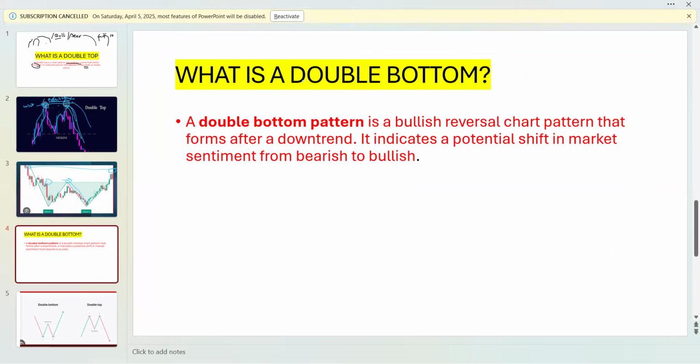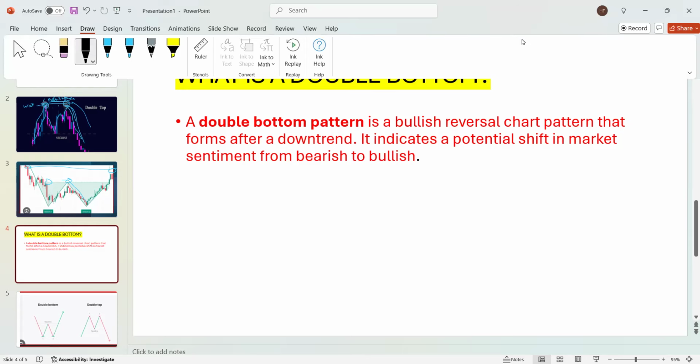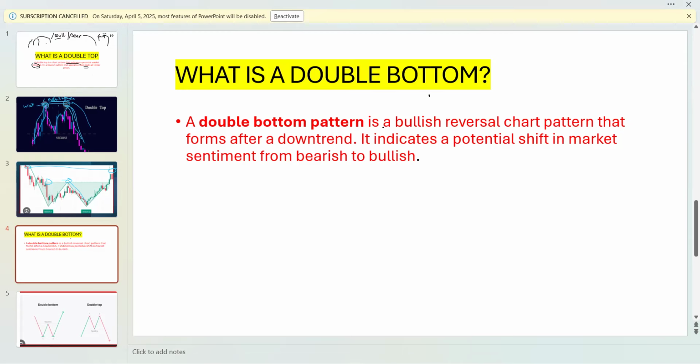Similarly, what is a double bottom? A double bottom, as I just told you, is a bullish reversal. Remember, the double top was bearish. We're talking about bullish versus bearish. The top was bearish, now it's a bottom. It's a bullish reversal, a bottom that forms after a downtrend.